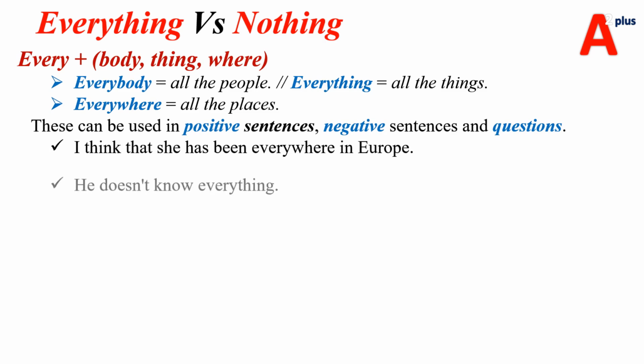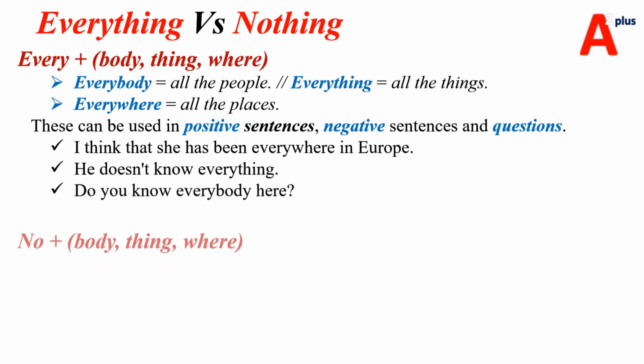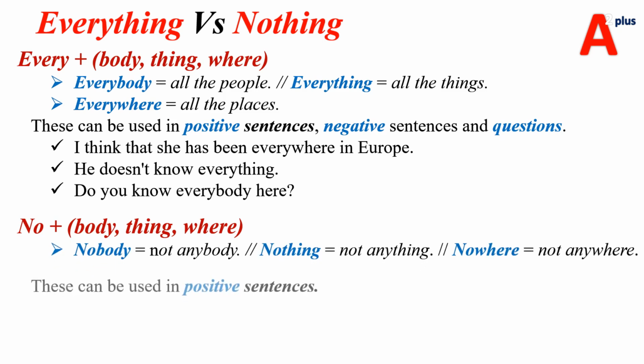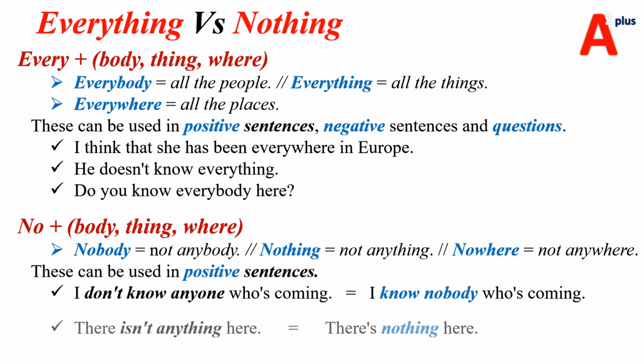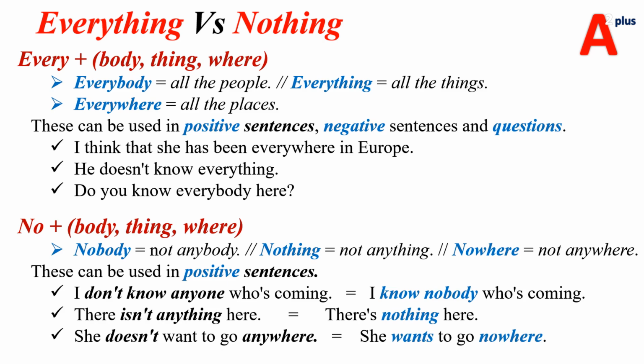But on the contrary, no cannot be used with a negative sentence, only a positive sentence. So no, nobody means not anybody, nothing, not anything, nowhere, not anywhere. So this no is a double negative, so it is used with a positive sentence. Okay. So I don't know anyone who is coming. I don't know anyone is a negative sentence. I know nobody who is coming is a positive sentence.